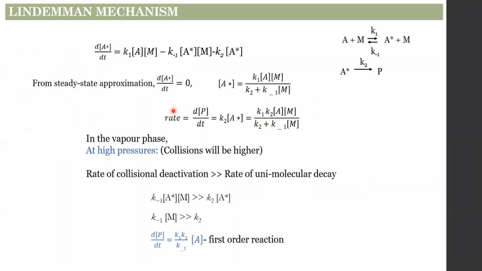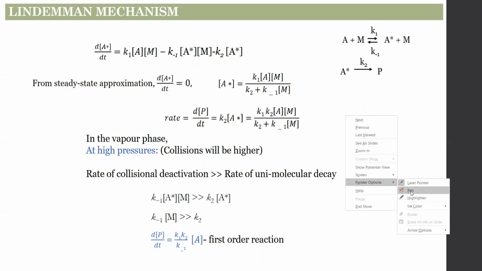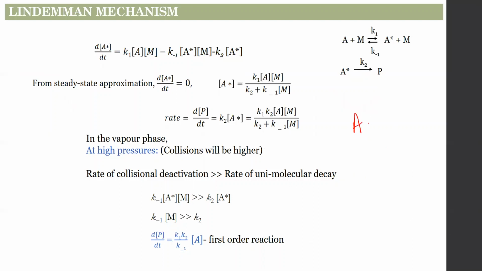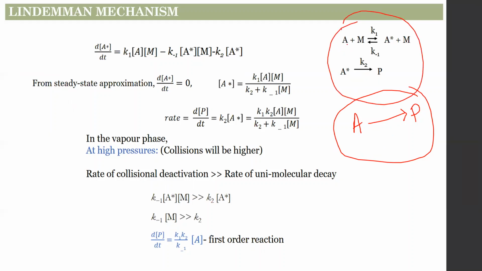Another important mechanism is the Lindemann mechanism. For example, a reaction is given as A to P. The Lindemann mechanism believes that between these, two steps will occur. One is A plus M, where M is an unreactive molecule, it can be A also. A will collide with M and form A star. Then A star forms the P.